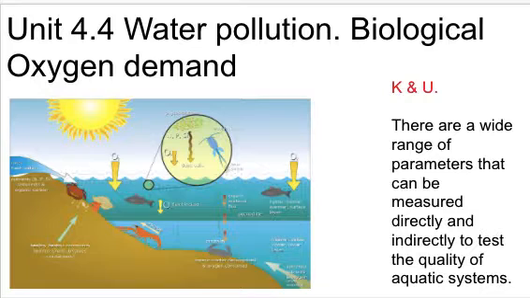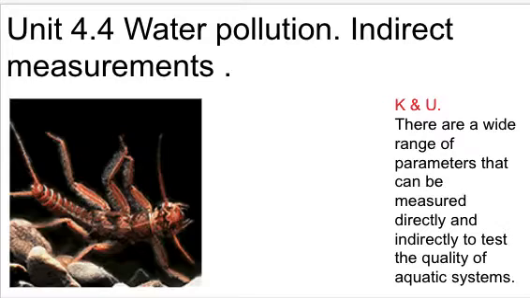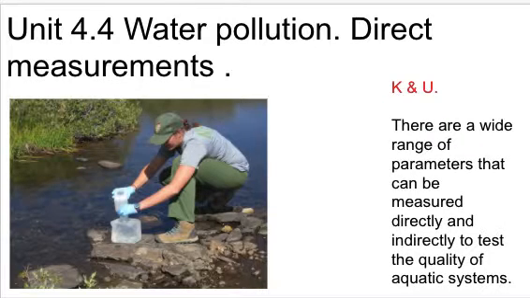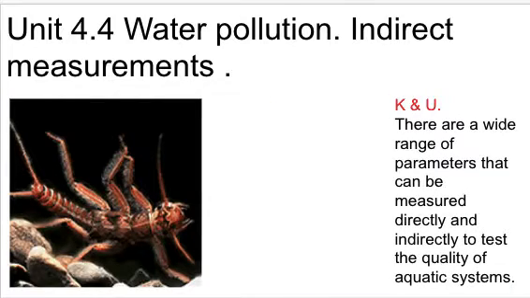As I said, there are a wide range of things that can be measured directly and indirectly. We're going to think about each of those in turn. When we're looking at something directly, that's when we're actually measuring the chemical composition of the water. So they are direct measurements. Alternatively, we can look at indirect measurements, and that's principally where we record the species. In contrast, indirect measurements record the species present. They don't actually measure the chemicals in the water.